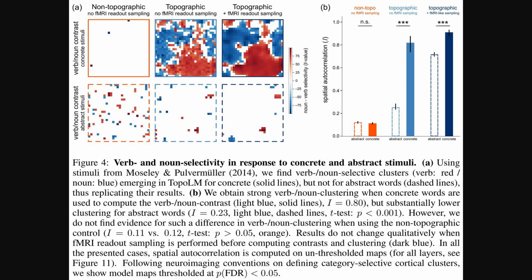Okay, now Figure 4 explores whether this noun/verb organization changes based on the type of word. Concrete versus abstract. Part A shows visually. TopoLM develops distinct verb/noun clusters for concrete words, especially with simulated fMRI sampling, but not really for abstract words. Part B quantifies this. TopoLM, in blue, shows way stronger clustering for concrete words than abstract ones, replicating empirical results. The baseline model doesn't show this effect.